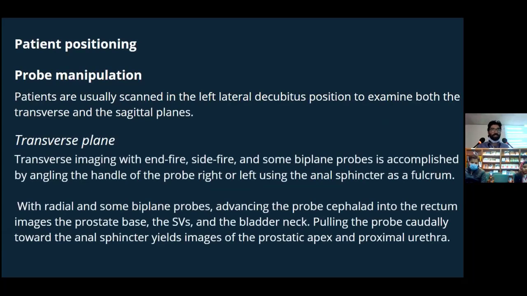The patient lies in the left lateral decubitus position. We have to examine both the transverse and the sagittal planes. In the transverse plane, imaging with end fire, side fire, and some biplane modes is accomplished by angling the handle of the probe right or left using the anal sphincter as a fulcrum. With radial and some biplane probes, advancing the probe cephalad into the rectum images the prostate base, the seminal vesicles, and the bladder neck. Pulling the probe caudally towards the anal sphincter yields images of the prostatic apex and proximal urethra.